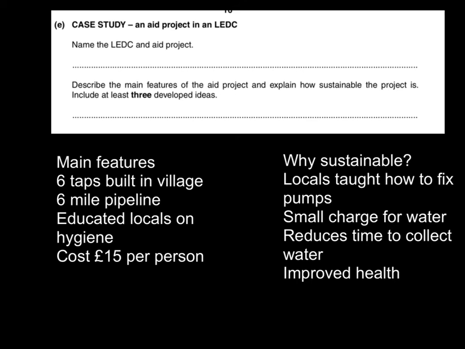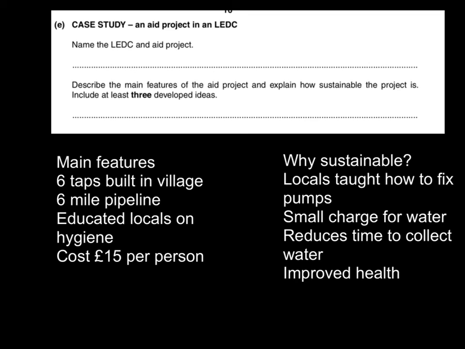It then goes on to say, describe the main features of the aid project, explain how sustainable the project is. So again, you need to know some facts here. Well, what were the main features? Well, they built 6 taps in the village, and that was connected to a local river from a 6-mile pipeline. They also provided filtering so that the water was relatively safe. They educated locals in hygiene, and the total cost was approximately £15 per person in the village, so relatively cheap for a long-term solution. So your first paragraph really should be describing the key features of it.